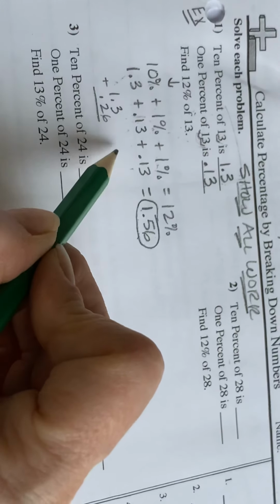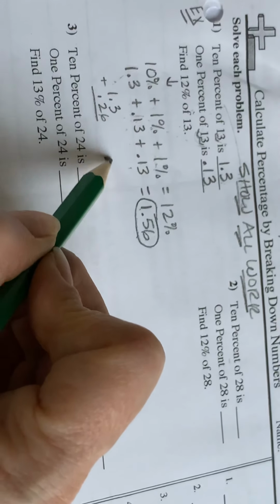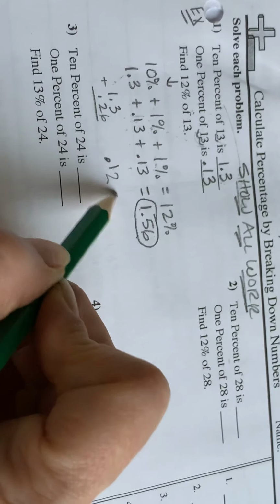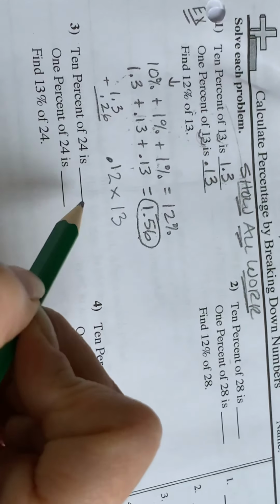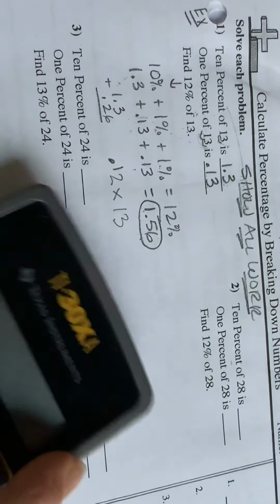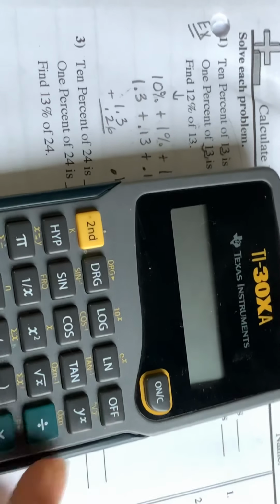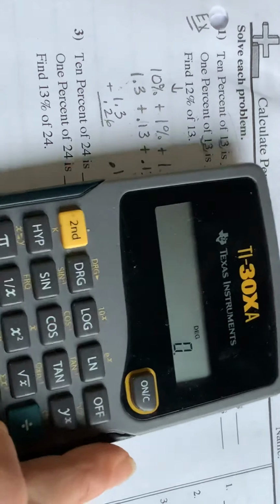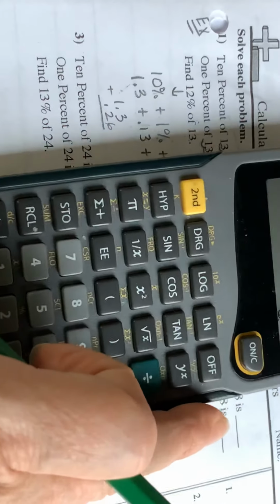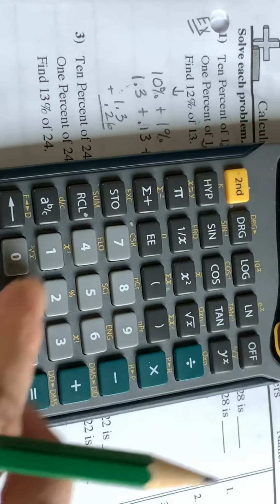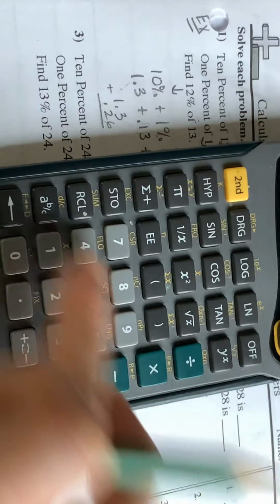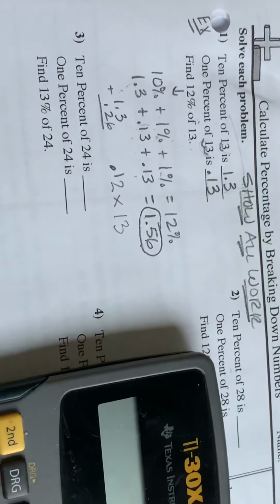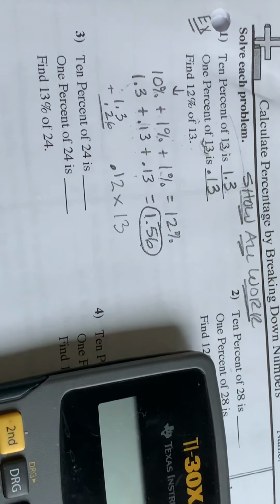Now I can check my answer by using the calculation method that we've learned to find the percentage of a number, where I take the percent, change it to a decimal, and multiply by 13 on a calculator and see if I do get 1.56. So I'm going to take that 0.12 times 13. So 0.12 times 13 equals, and I get 1.56. So I'm verifying that my answer is correct.